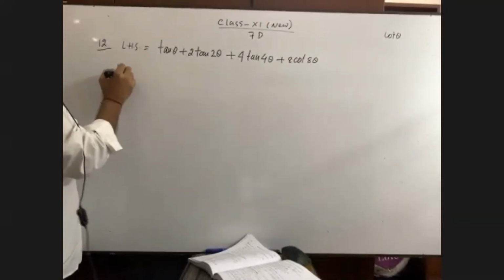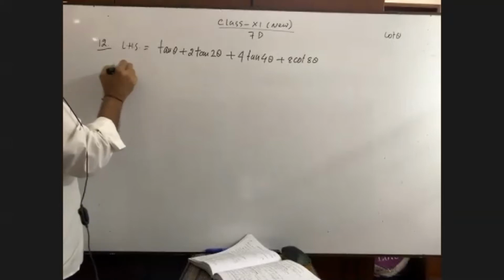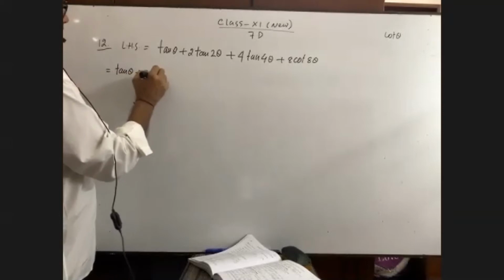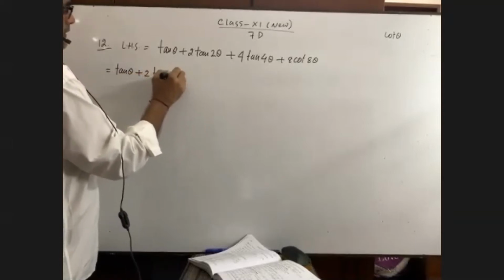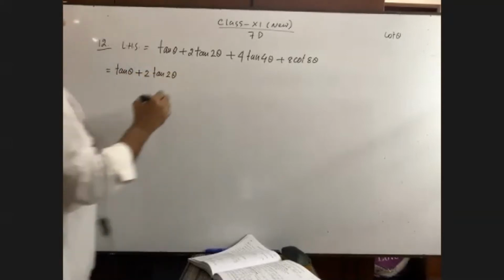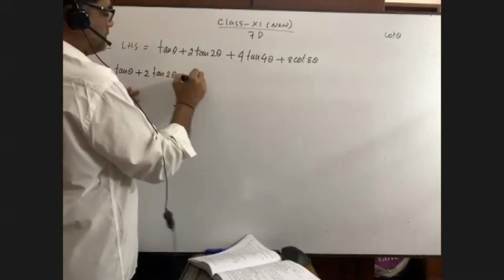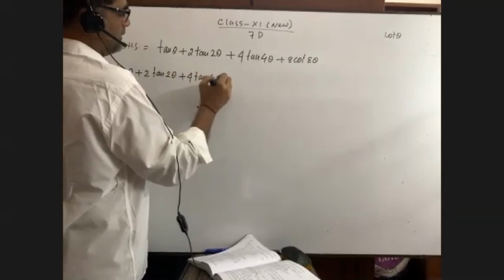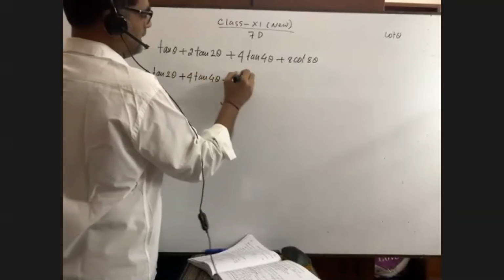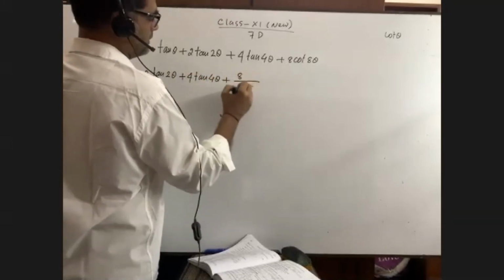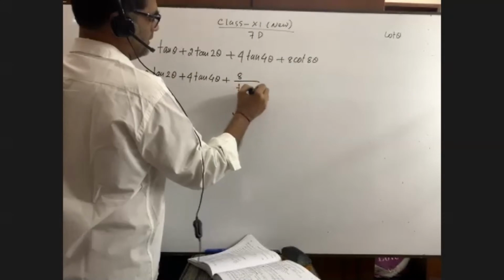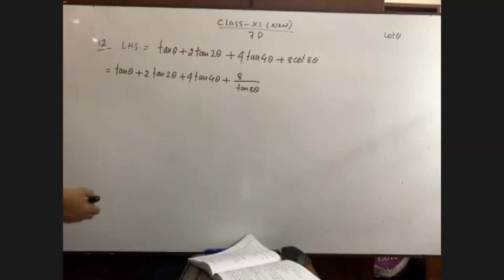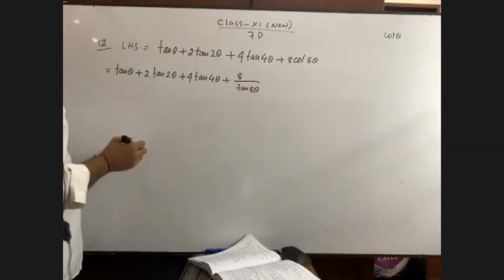Are you getting me? Yes, sir. Okay. Plus 4 tan 4 theta. This is 8 by tan 8 theta, right? Yes, sir. I have just converted cot into tan.